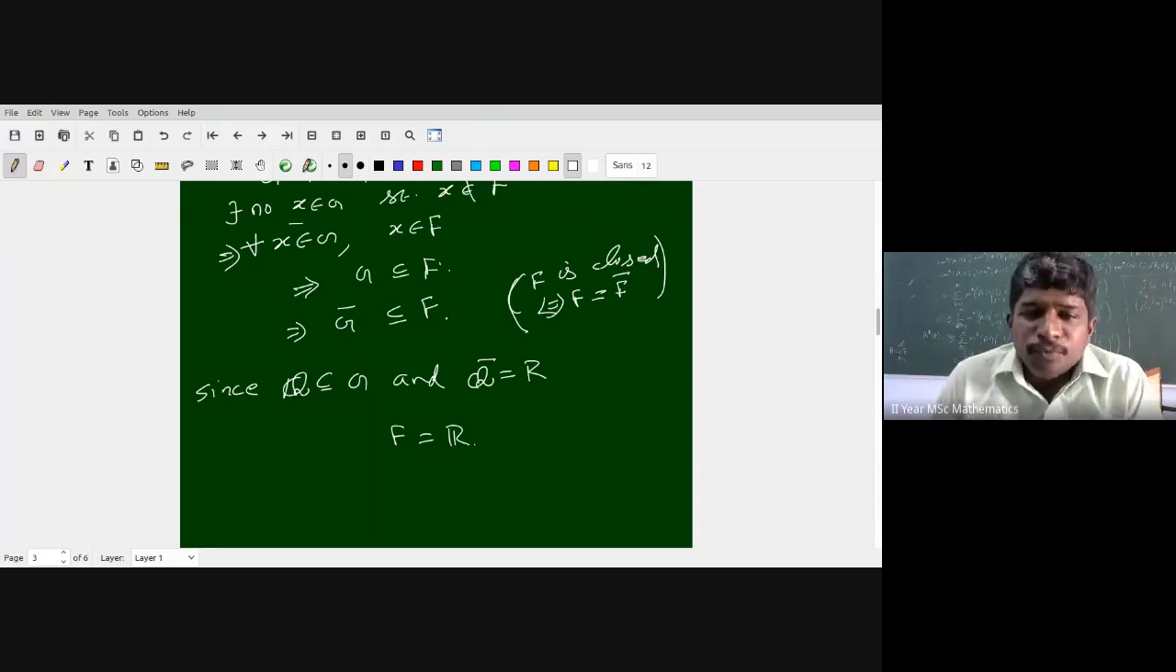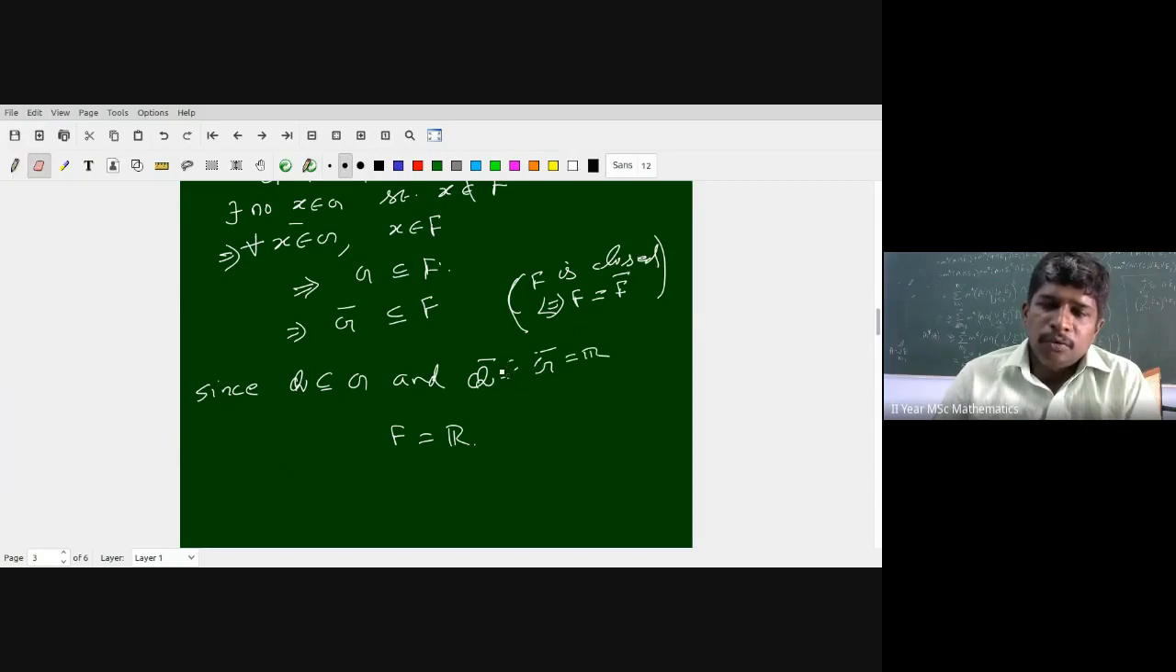Now, Q is contained in G, isn't it? Q is contained in G, so Q bar is contained in G bar. Q bar, everything is a subset of R. So Q bar is R means G bar is exactly R. G bar is R means F is also R. It is equal to R.